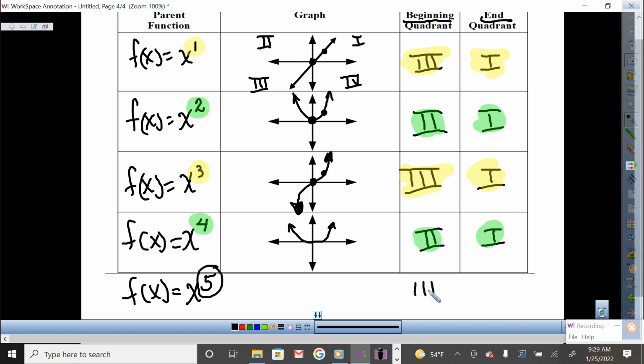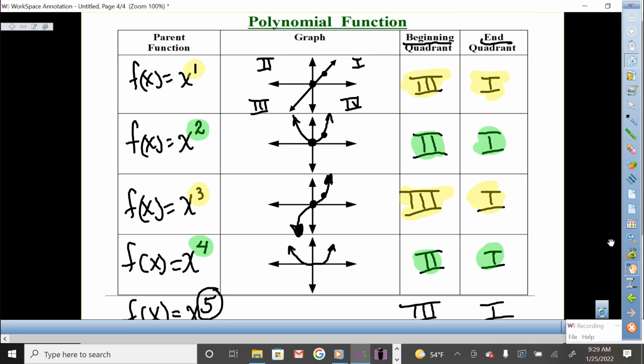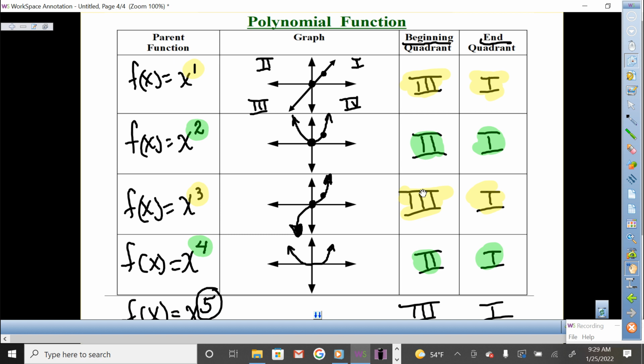Yes, quadrant 3, and that is in quadrant 1, which means if I gave you f of x equals x to the 6, tell your neighbor where it starts and where it ends. 2 and 1, yes. Let's put that in general terms. Let's generalize the idea. If a polynomial function has a degree of what? Of odds, it starts at quadrant 3 and ends in 1.